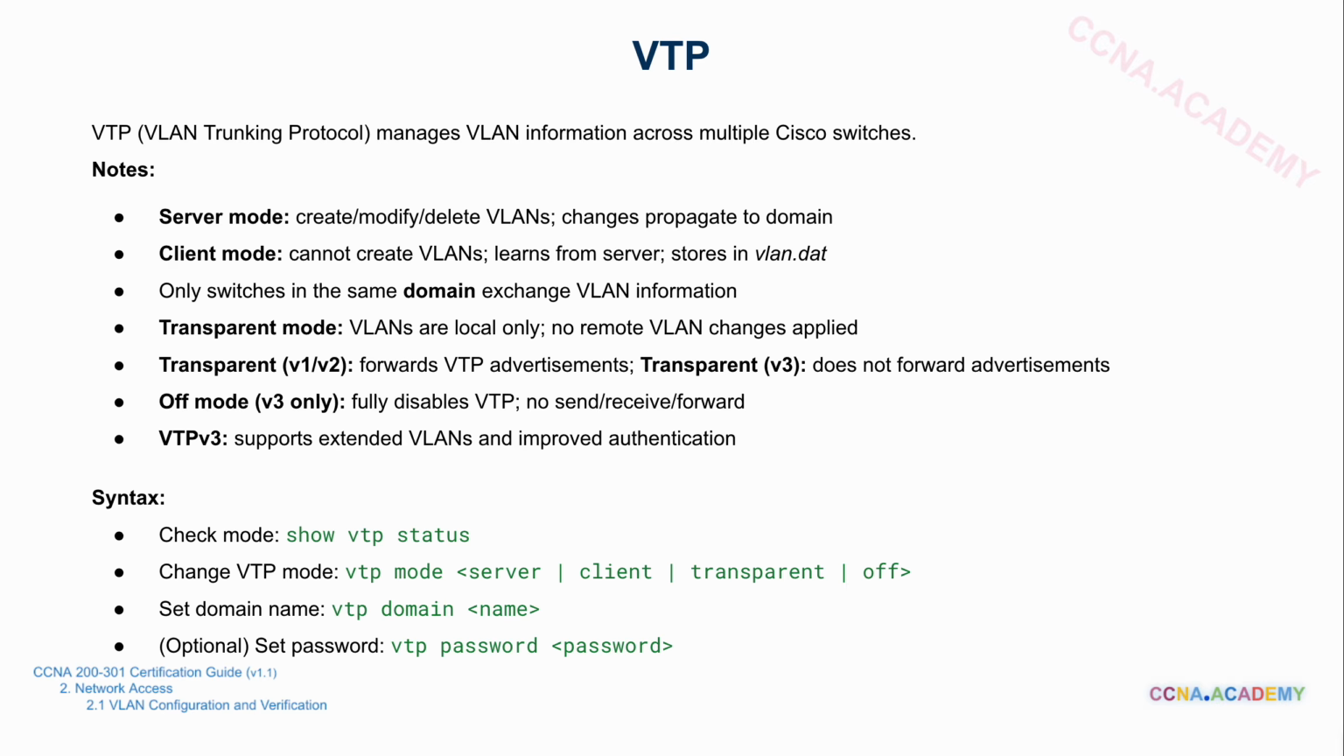With VTP version 1 and 2, transparent switches still forward VTP advertisements, while in version 3, they no longer forward them. VTP version 3 also introduces off mode, which completely disables VTP and adds support for extended VLANs along with improved authentication. The VTP mode command defines how a switch participates in VTP, including whether it can create, learn, forward, or ignore VLAN updates. The VTP domain command sets the domain that the switch belongs to, which determines which other switches it can exchange VLAN information with.